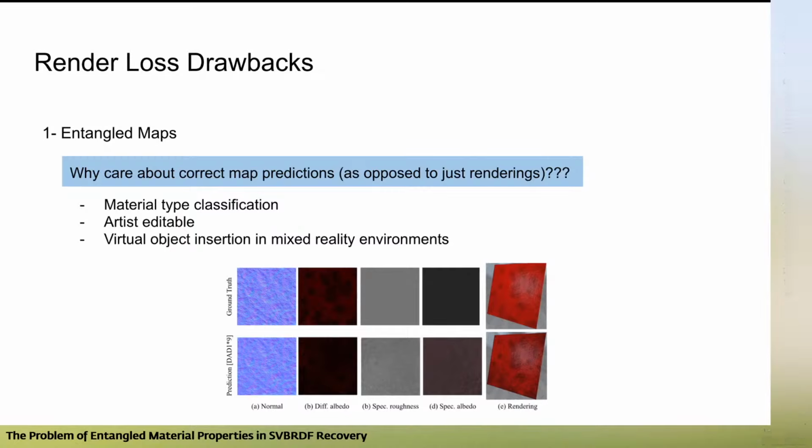One example of this is to use the material properties to predict the material type, such as wood or metal. Another example is that for the use case of artists, we need material property maps that are easy to edit and modify by the artists, since each property map has a specific physical meaning associated to it. As another example, having accurate SVBRDF maps results in realistic objects when the material is inserted in mixed reality environments.